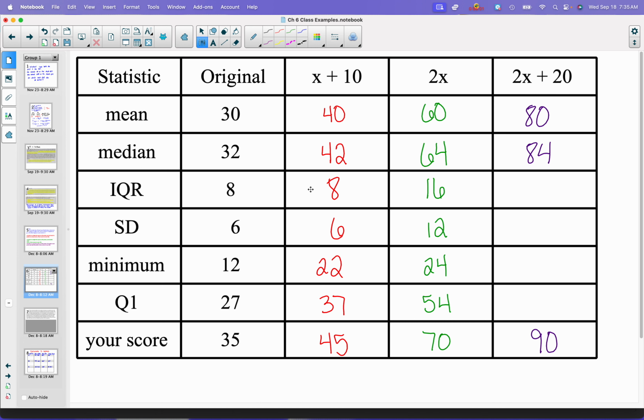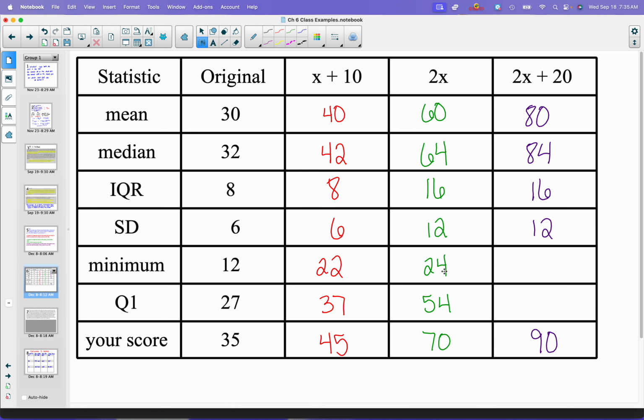Well, IQR and standard deviations are measures of spread. So the doubling will affect them, multiplying by 2, but the adding 20 does not. So the IQR is going to be 16, because it's going to double but not add 20. The standard deviation, also a measure of spread, is going to double, so it's going to be the 12, but not add 20. Okay, so you got to watch out for that.